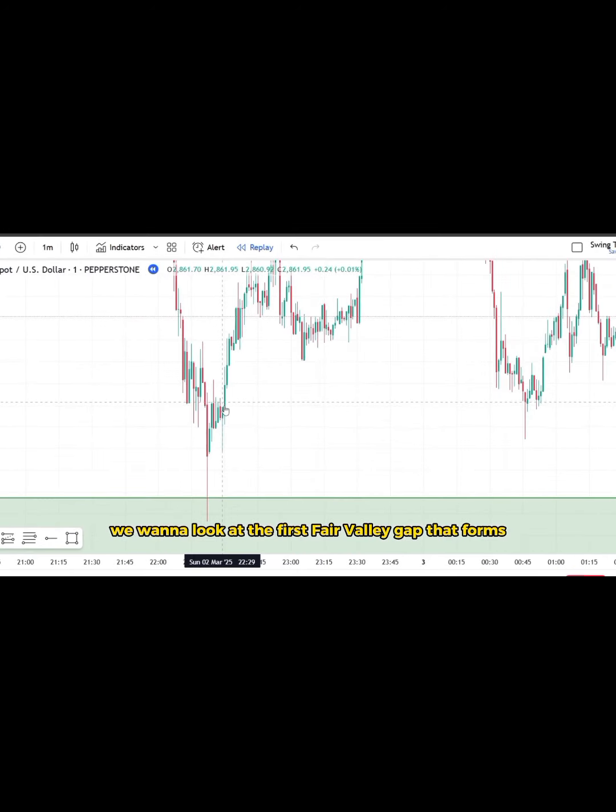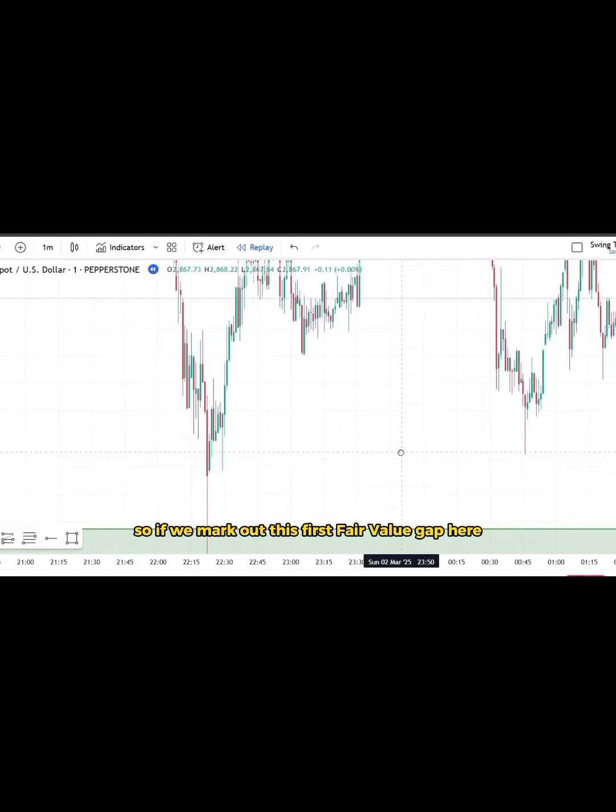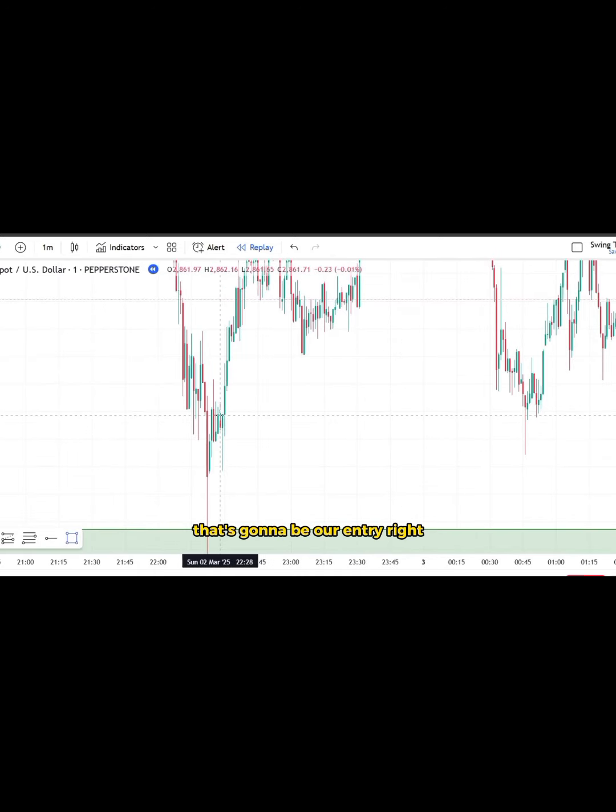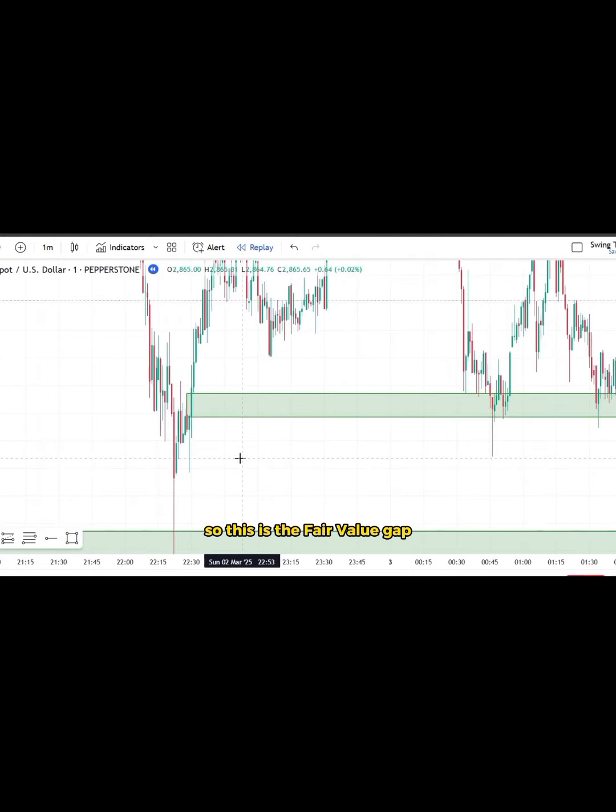We want to look at the first fair value gap that forms, right? The first bullish fair value gap that forms. If we mark out this first fair value gap here, that's going to be our entry, right? That's going to be our entry. So this is the fair value gap.